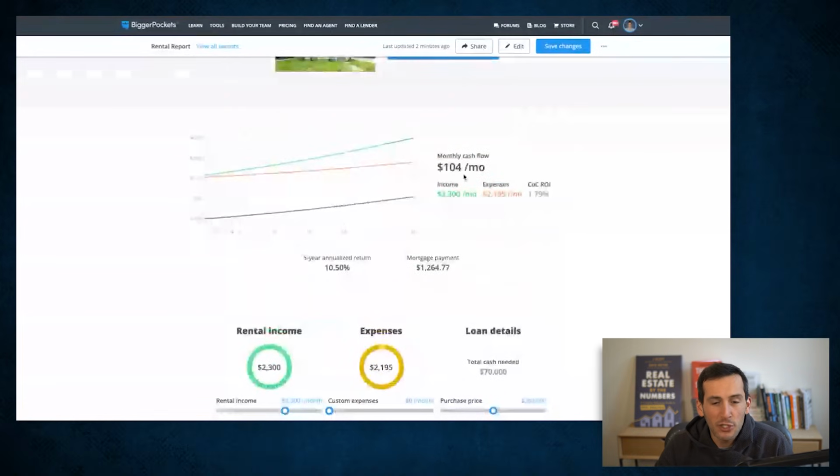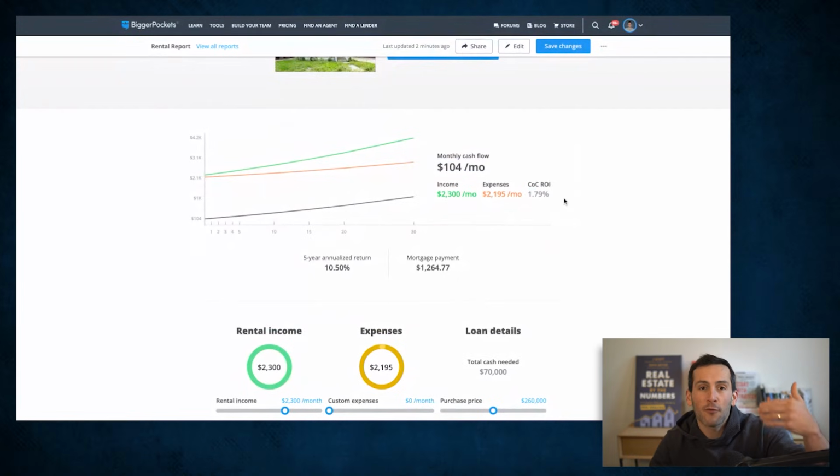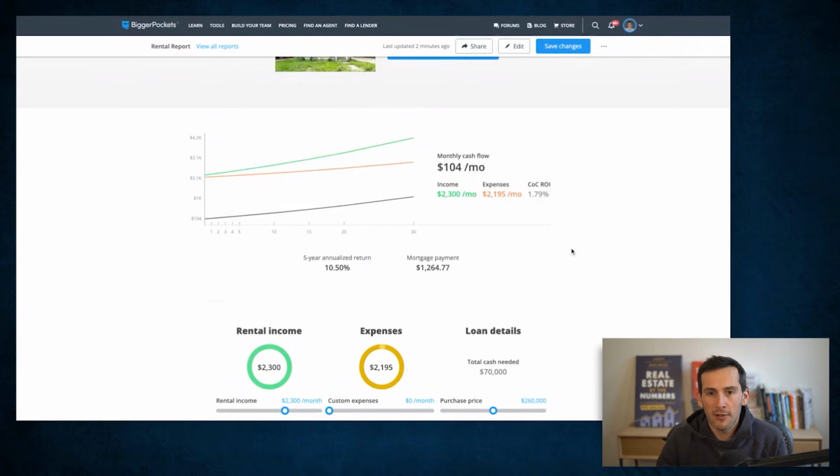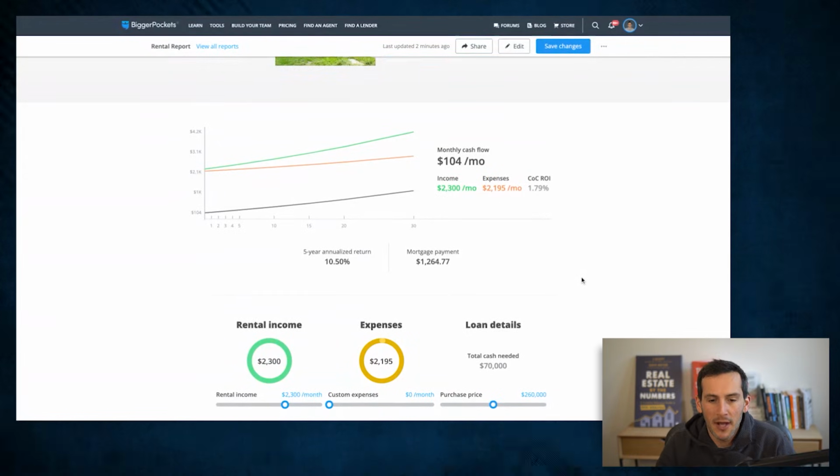Now, look at that. We just went from losing about $100 a month to positive cash flow of about $100 a month and a cash on cash return of about 2%. Now, that means you'll at least be breaking even. So we've already seen that this deal has gotten better. Now, I'm not saying you can get $2,300, but upon doing further research, if you find out that the actual number is $2,300, then you know that it's a positive ROI.